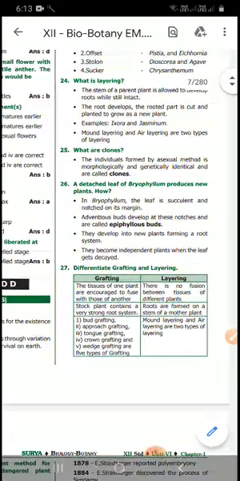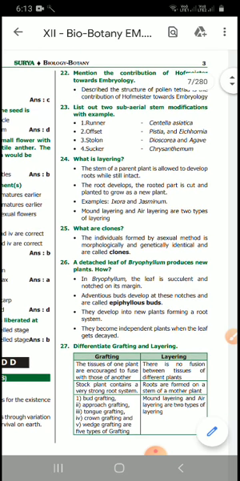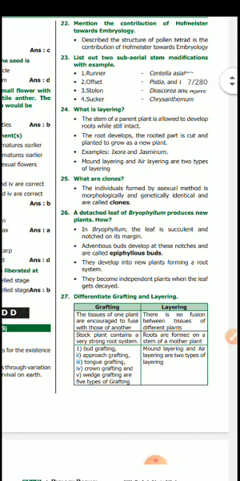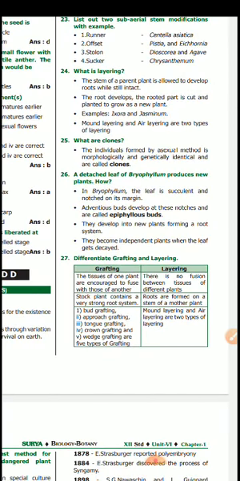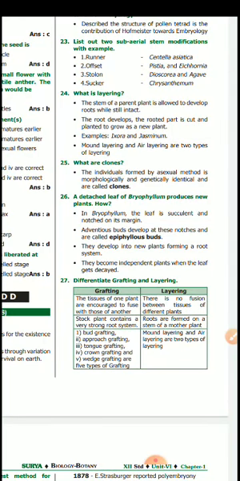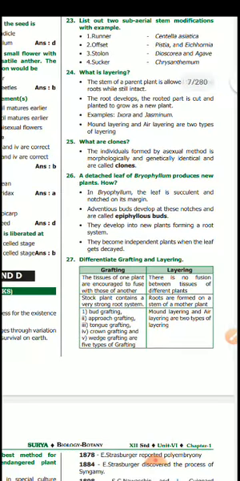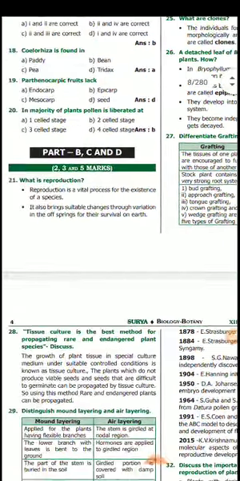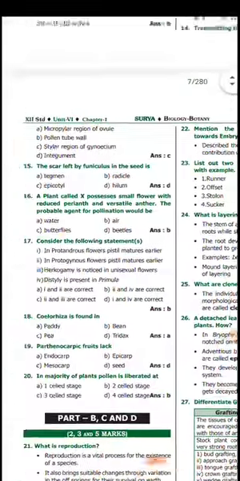Some other terms: what are clones? Asexual methods produce morphologically and genetically identical plants called clones. What is layering? List the two methods of vegetative modification: grafting and layering. What is grafting? Tissue of one plant is encouraged to fuse with another, which is grafting. There are bud grafting, approach grafting, tongue grafting, crown grafting, and wedge grafting, so there are totally five types of grafting. In layering, there is no fusion between tissues of different plants. It forms from the mother plant only. Mound layering and air layering are the two types of layering. So that's all for the first lesson.